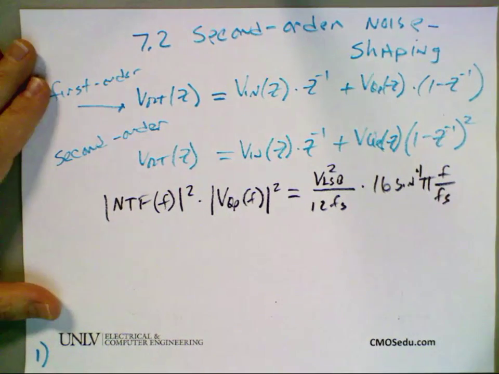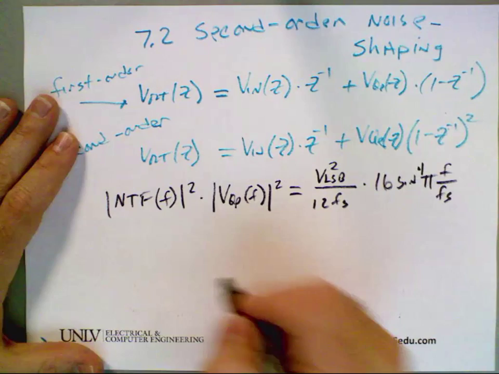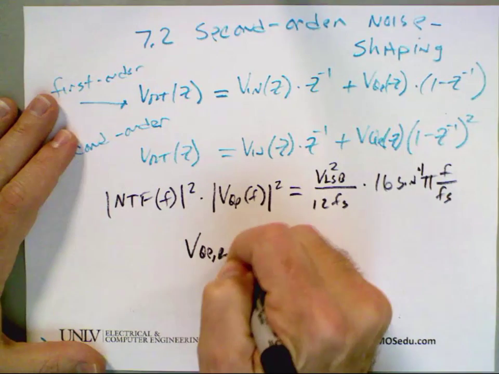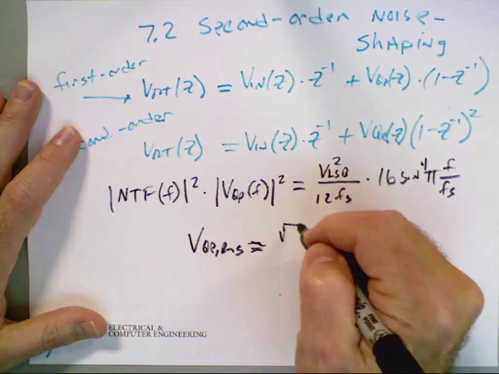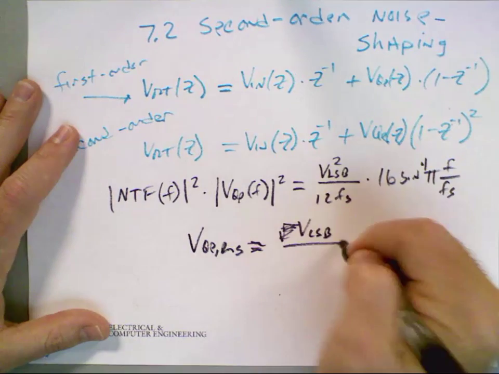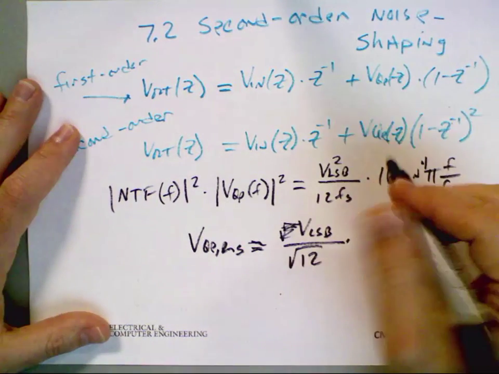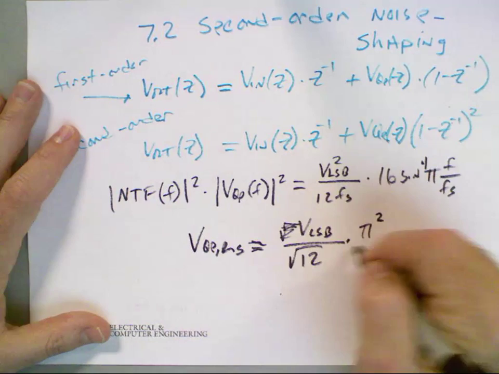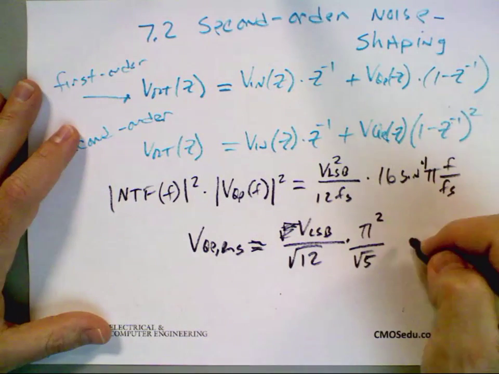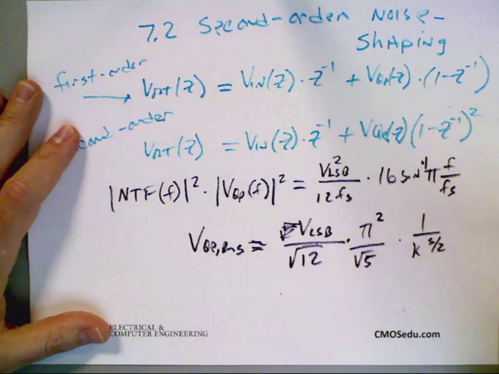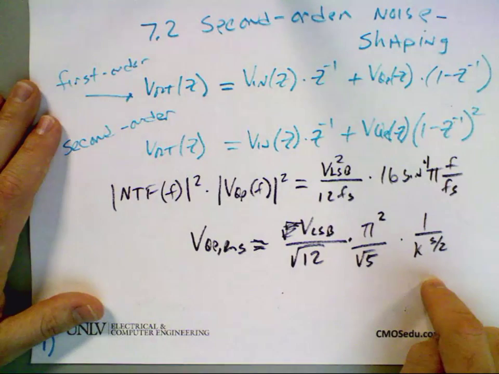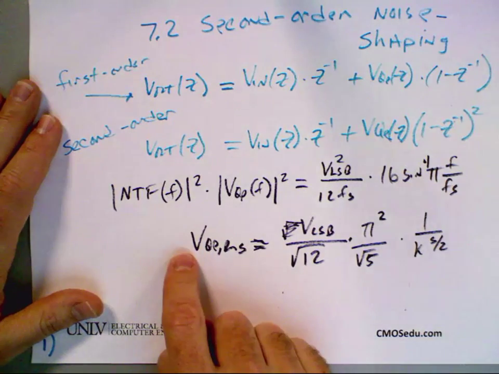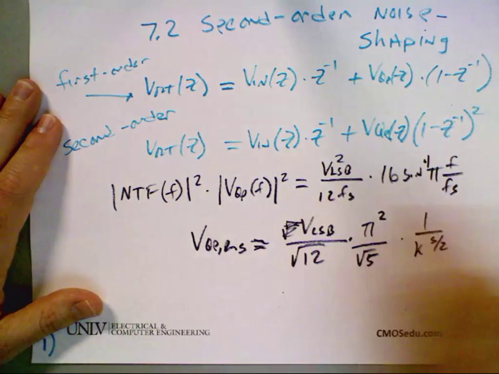All right. So if we then look at the VQE RMS, and you're going to tell me what the assumptions are. When I write this, I write VLSB over square root of 12 times pi squared over square root of 5 times 1 over k to the 5 halves. What was the assumption here? How did we derive this? Refresh my memory. How did we calculate the RMS quantization noise from the modulation noise?